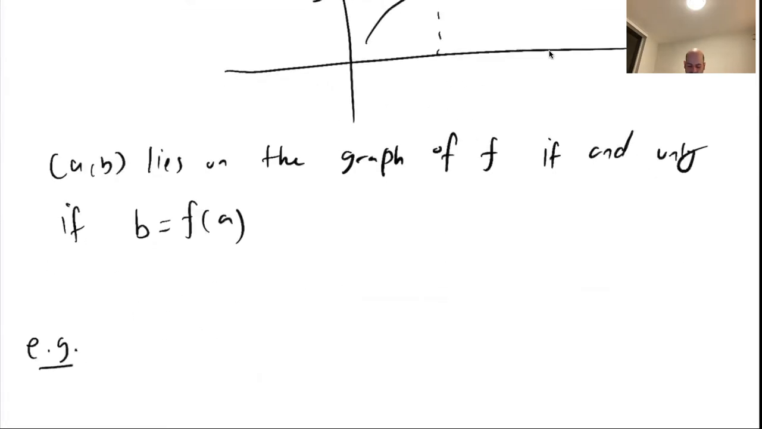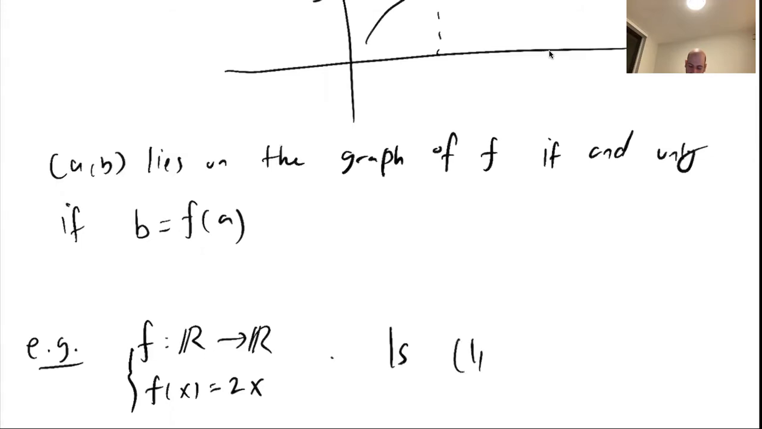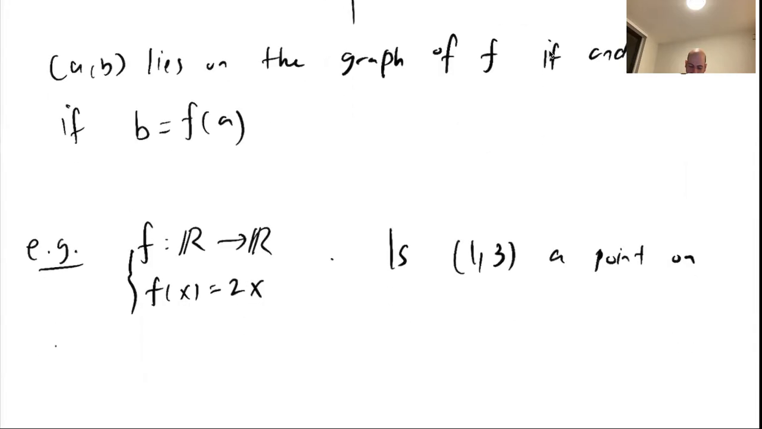For example, let's say f from R to R, f of x equals 2x. Is, let's say, (1, 3) a point on the graph of f? So how do we know that a point is on the graph or not? If the first coordinate comes from the domain, well, here the domain is all real numbers, so the first coordinate is 1, which belongs to the domain.